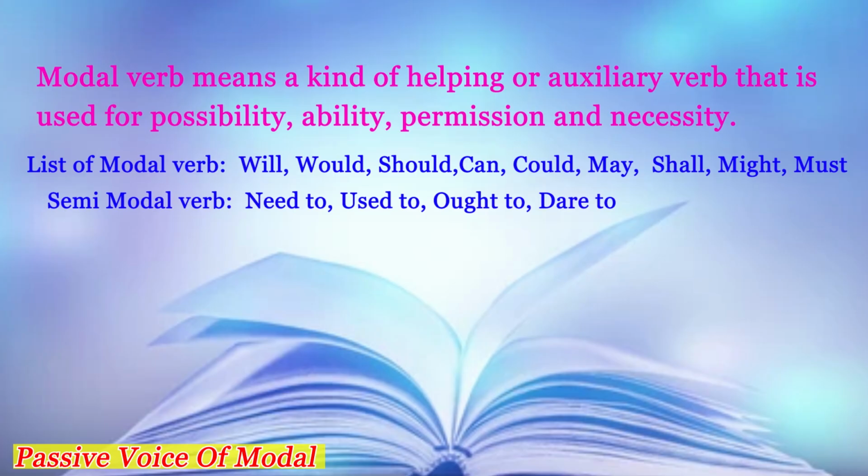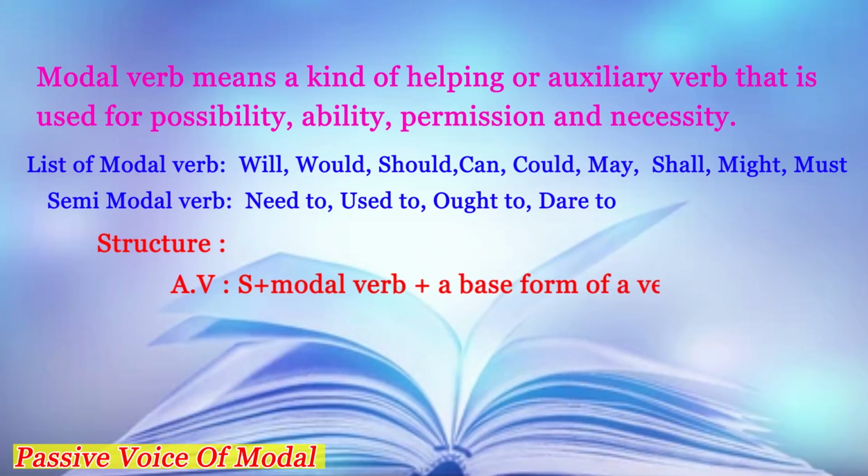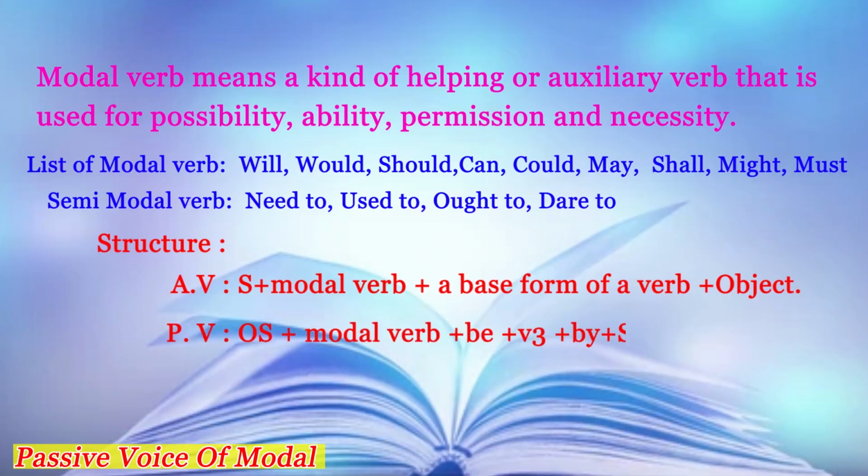First, I want to give a structure. In active voice: subject plus modal verb plus V1 plus object. PV means passive voice: OS plus modal verb plus be plus V3 plus by plus SO. So this is the structure of the passive voice of modal verbs. What do we mean by SO or OS? SO means subject to object, and OS means object to subject.